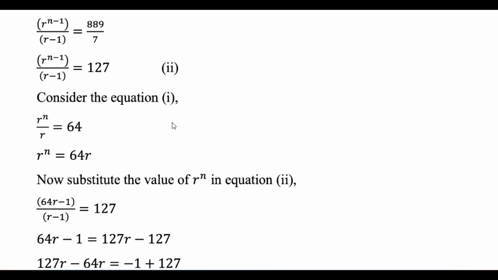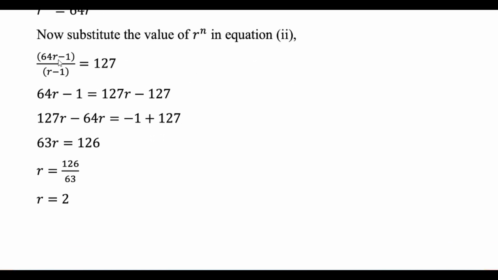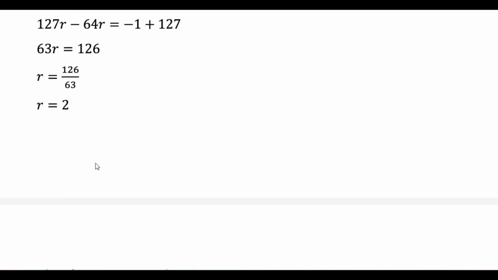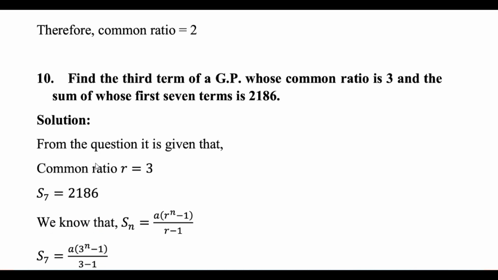After a little bit of calculation, you will get this as equation number 2. Now consider equation number 1, that is r to the power n divided by r is equal to 64. So you are getting r to the power n is equal to 64r. Now substitute the value of r to the power n in equation 2. You will get this equation. After a little simplification, you will get r is equal to 2. Therefore the common ratio will be 2. Come to the next problem.